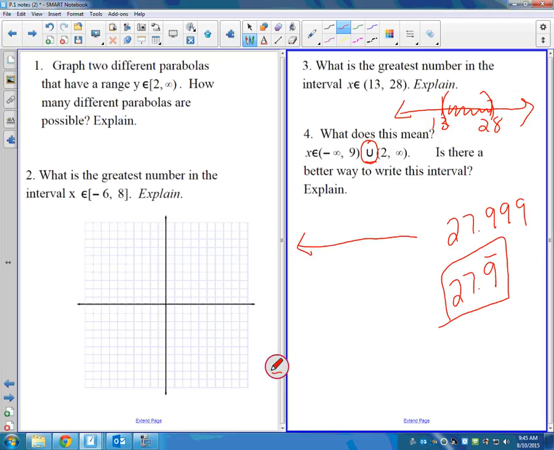So I like her answer. If I graphed from negative infinity to 9, that would be up to 9 and shaded this way. And on the same graph, if I graphed 2 to infinity, that would be not including 2, but to infinity would include this. So the union was kind of important to know it means this and this together.